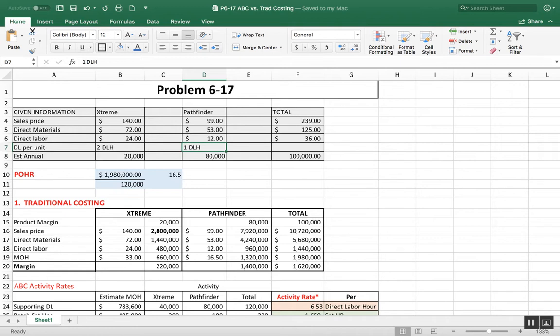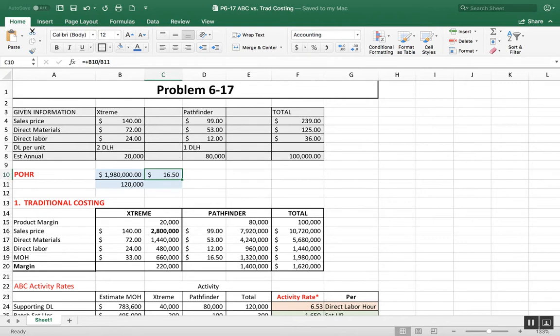Now, the first requirement is to compute the product margin for both products using the traditional costing system. So we were given an estimated dollar of total manufacturing overhead divided by the cost driver, which in this case is the total direct labor hour. So I simply took the estimate divided by the estimate to come up with 16.50. This represents the manufacturing overhead that is applied per direct labor hour.